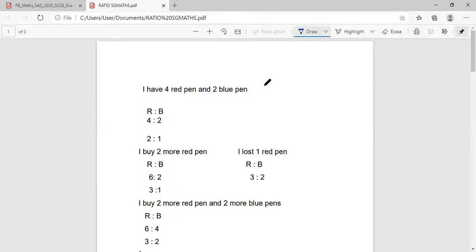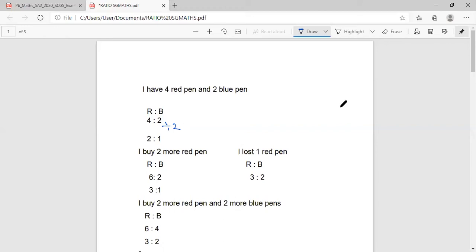Okay, today we look at ratio. Ratio is a very simple concept. For example, I say I have 4 red pens and 2 blue pens. So my ratio of red to blue will be 4 to 2. And the thing about ratio is that you can simplify them. You can simplify the number into a smaller number. That means divide the same number. 4 divided by 2 equals 2. 2 divided by 2 equals 1. Both of them are divided by the same number, divided by 2.